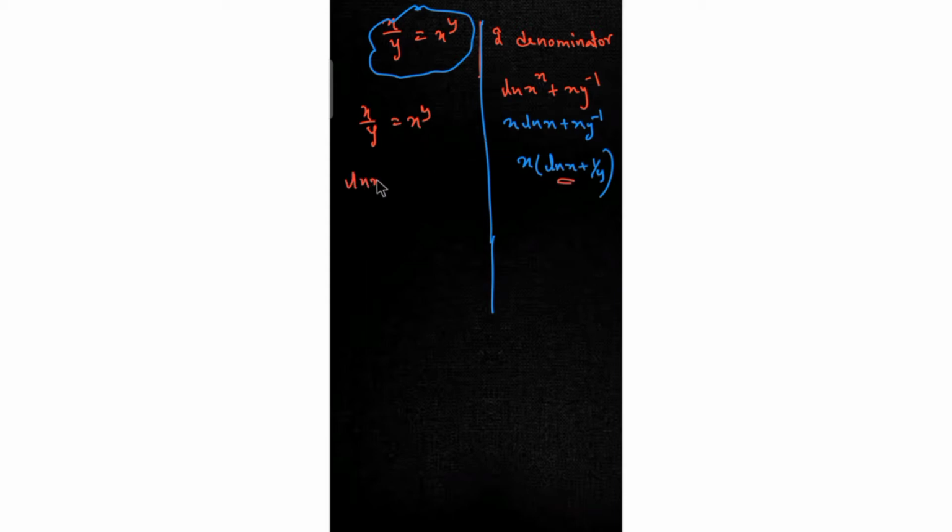So ln x minus ln y is equal to y ln x, using basic properties of logarithms. And the second thing is that in the denominator we also need to find the term 1 by y plus ln x.